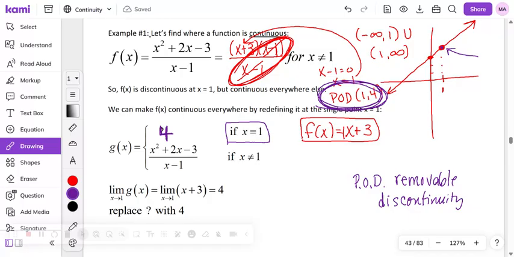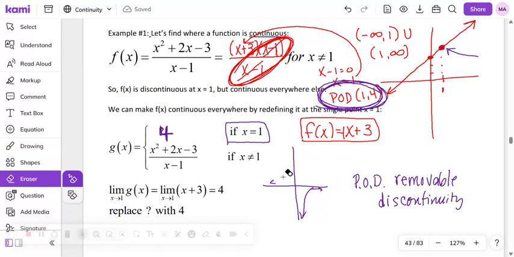Now, I want you to understand, we cannot do this for infinite discontinuity, because with infinite discontinuity, say we have something like this, we can't just put a point here because it still wouldn't be continuous. This is going to infinity, this is going to negative infinity. No way to just drop a point in there, keep it as a function, and make it discontinuous. Or I'm sorry, make it continuous.